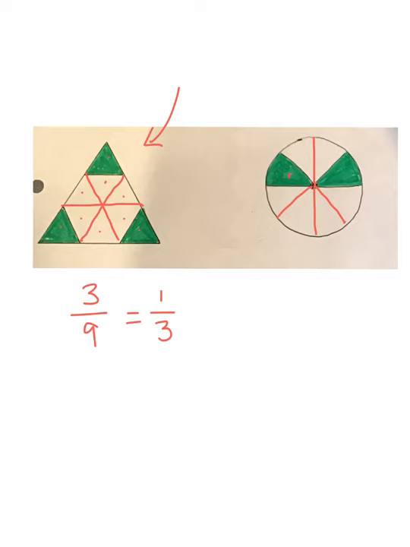So we have 2 that are shaded out of a total of 8 pieces, and this could be reduced to 1/4 of the picture is shaded.